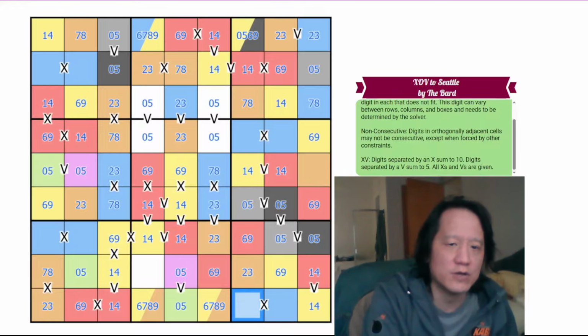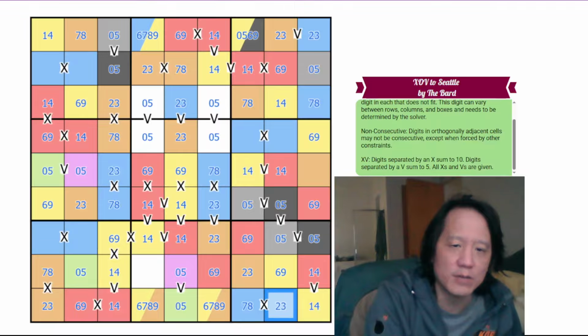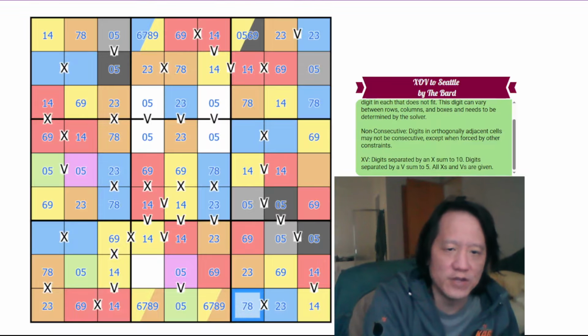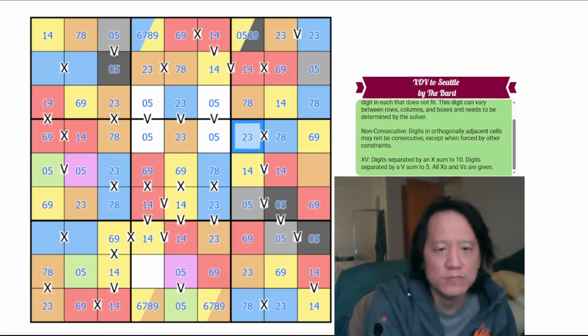It cannot be the high orange, so this must be the low orange. Therefore, this can't be low blue here. This must be high blue, because otherwise there would be a V in between them. This is then the low blue. This is high blue.